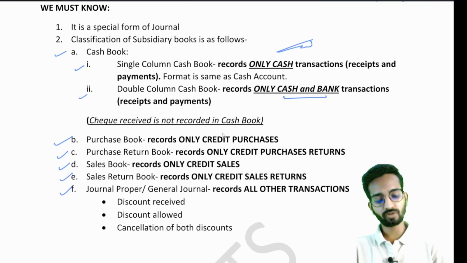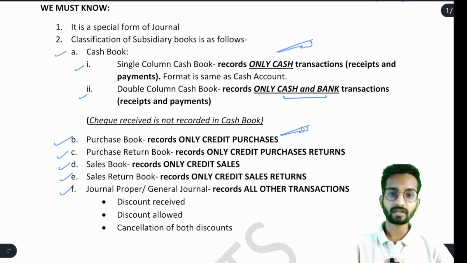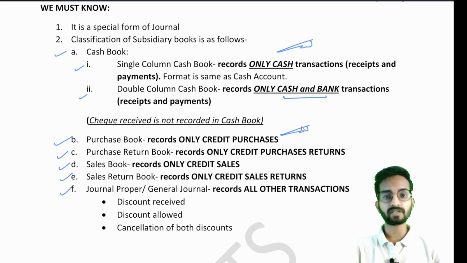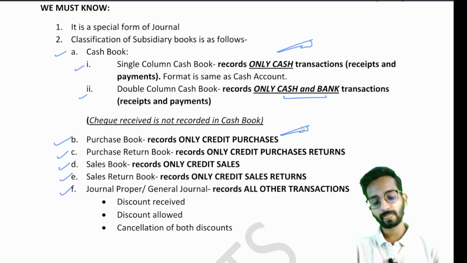In purchase book, we record only credit purchases. Now the question arises, sir, what if there are purchases on cash, where we are paying cash? See, if you are purchasing and you are paying cash, it becomes a cash transaction and that cash transaction will be recorded in your cash book. Simple enough. If it is credit purchase, then purchase book.